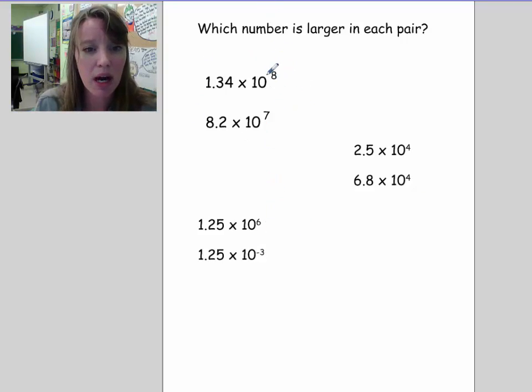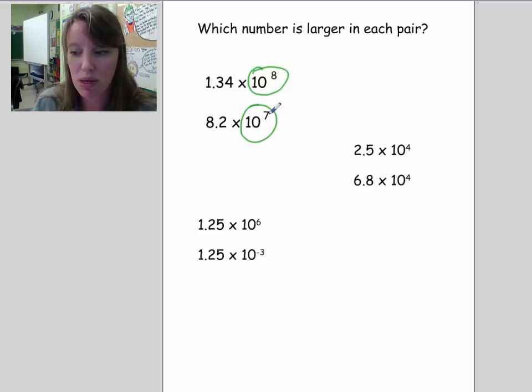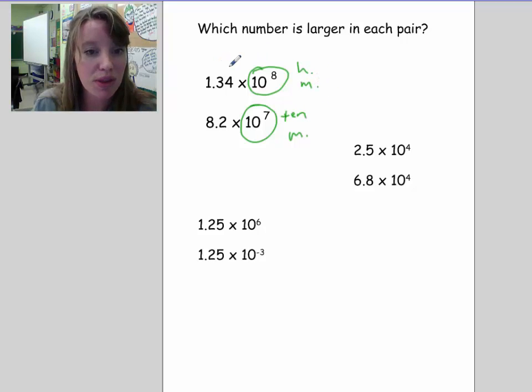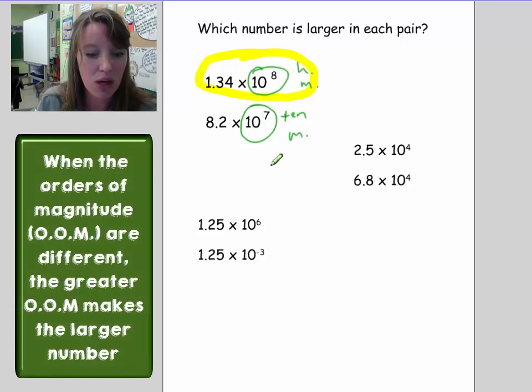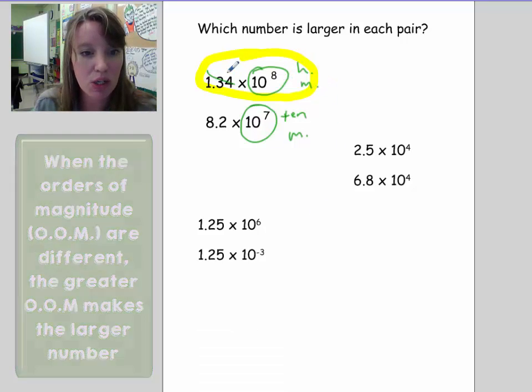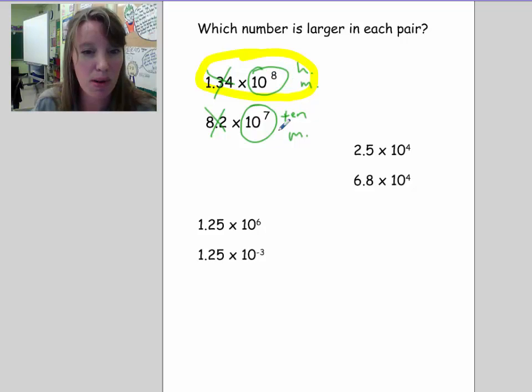So in the first one, again, we saw a situation like this on the first slide. This is in the neighborhood of 10 to the 8th, and this is in the neighborhood of 10 to the 7th. 10 to the 6th is a million, so this is going to be in the neighborhood of 10 millions, and this is going to be in the neighborhood of 100 millions. So anything in the neighborhood of 100 million is going to be bigger than that in the neighborhood of 10 million. Okay, so if they have different orders of magnitude, the order of magnitude that's larger makes the number larger itself. We don't even need to look at the coefficients. All I have to look at is the order of magnitude.